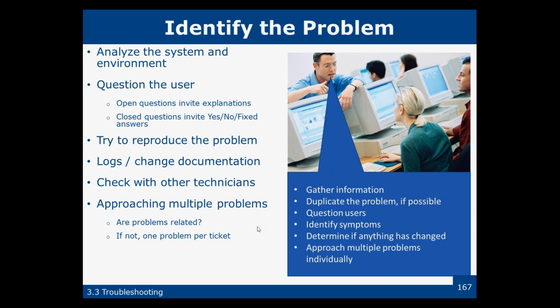Approach multiple problems individually. If there are multiple problems on a machine, approach them individually. And one of the things is, do one thing at a time. Because if you do multiple things, you won't know what fixed it. Something's wrong with the machine, you change 4 different things, and all of a sudden it's working. Now, which 3 do you need to go back to?